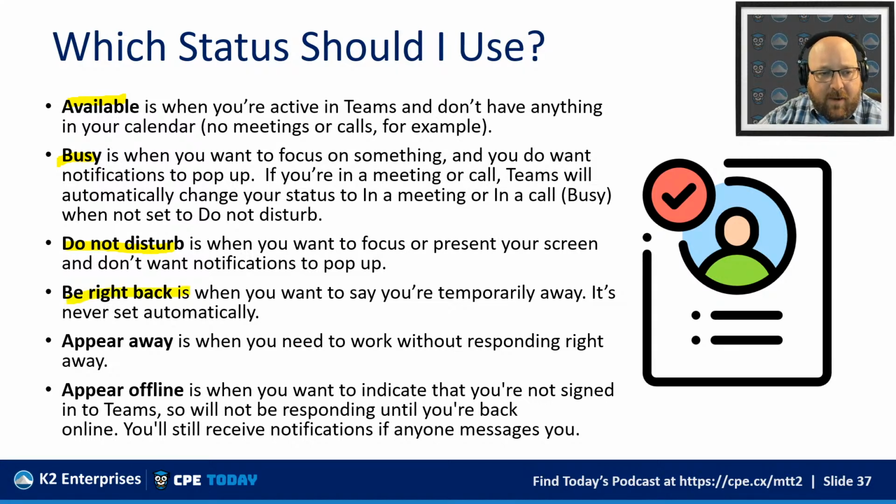You can also do be right back, BRB. Hey, I'm temporarily away, I'll be back. You can also be away, which means if your computer's locked, it'll show yellow, basically saying, hey, Steve's not in front of his desk right now. And you can also appear offline, which shows that you're not signed into Teams. It really looks like you're not signed in at all, and nobody will be able to get a hold of you. Let me show you where you set these statuses.